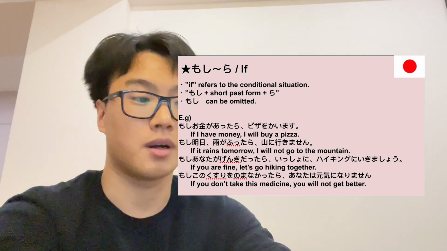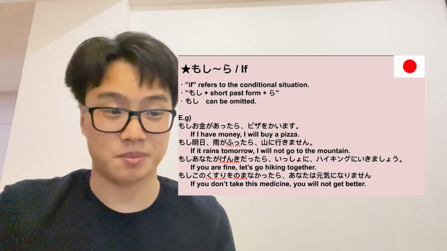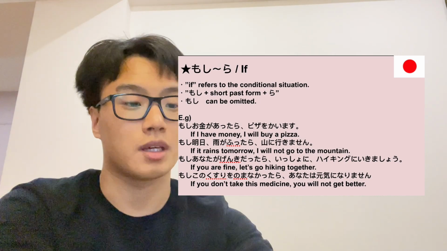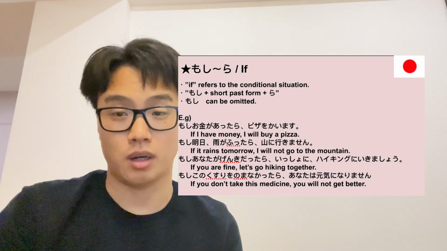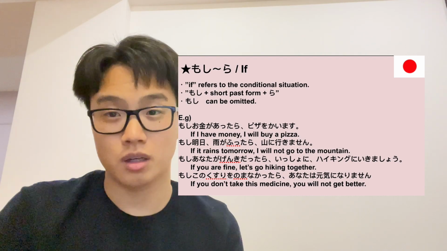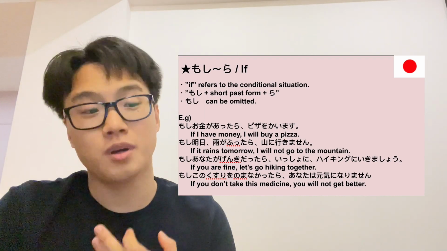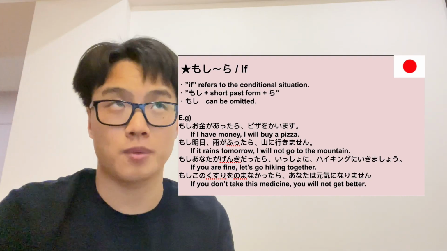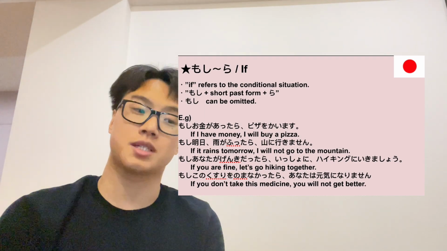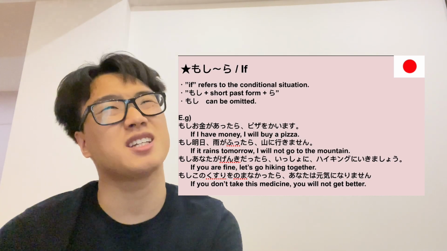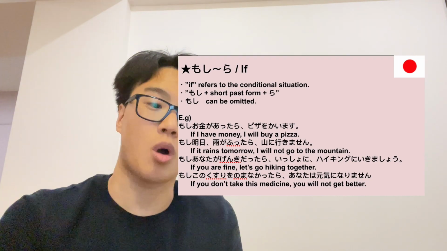The last fourth example. もしこの薬を飲まなかったらあなたは元気になりません。もし if この this 薬を medicine 飲まなかった。飲む, 飲んだ, 飲まなかった, short past negative form. 飲む short form, 飲んだ short past form and 飲まなかった short past negative form. らあなたは元気になりません。If you don't take this medicine or if you don't drink this medicine, in English we say 薬を飲む, take medicine. あなたは you 元気になりません。You won't get better.